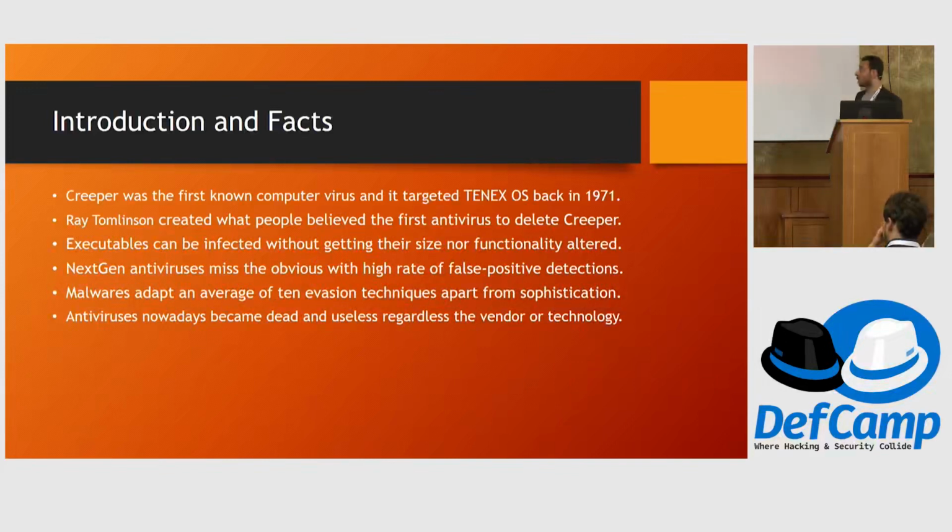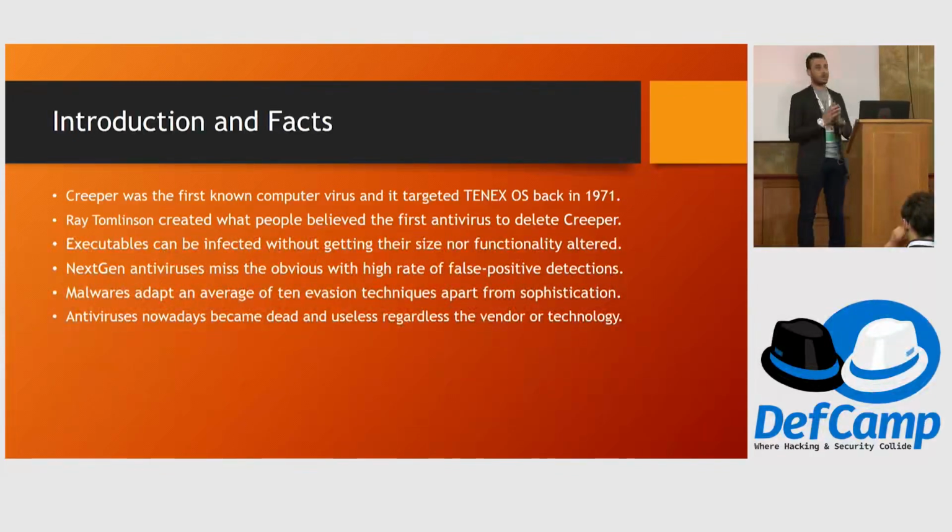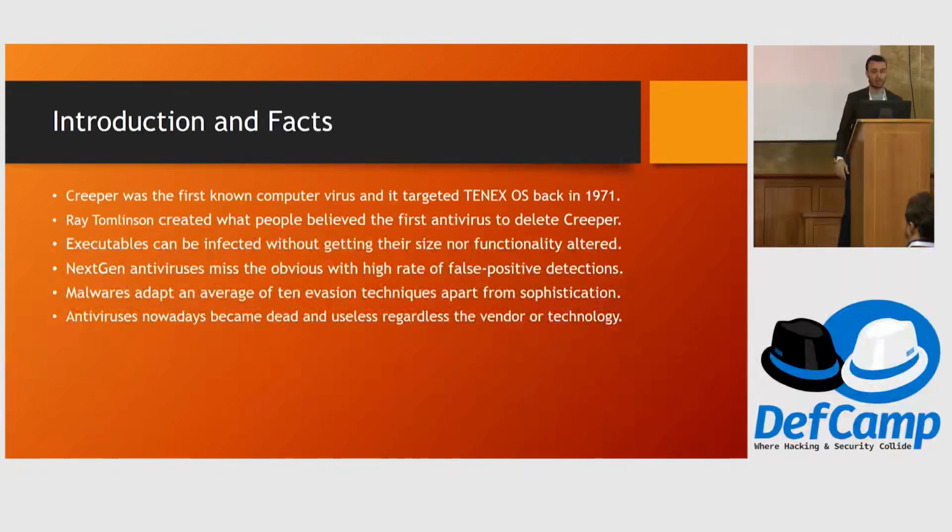Also, I want to highlight that executables can be infected without getting their size or functionality altered. So if you have a 10K file, it can get infected and it has the same functionality and the size is the same. So it's very hard for you to notice. Also, I want to highlight that next generation antiviruses miss the obvious. Why? Because they have a high rate of false positives. They say that we are doing algorithms, we are doing math equations. They try to complicate things for the user to think that this is the future, and they don't rely on signatures, which is the base, which makes them very susceptible to false positives, with the real threat slipping in.